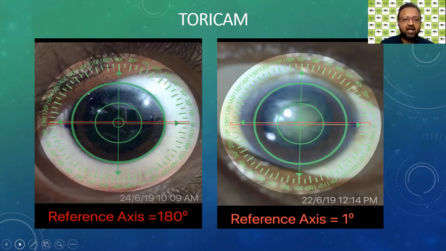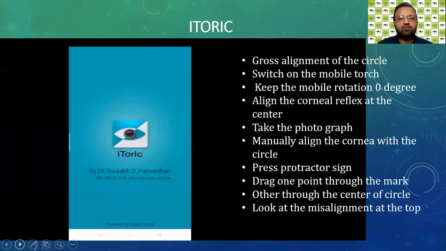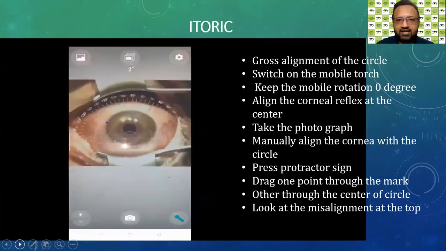Look at the first picture. Our manual marking is accurate. This is 180 degrees. In another picture, we intended 0 degrees, but it is 1 degree. So if we have a little bit, 5 degrees or 175 degrees, this also indicates the reference axis by this app. Now we go for the iToric.